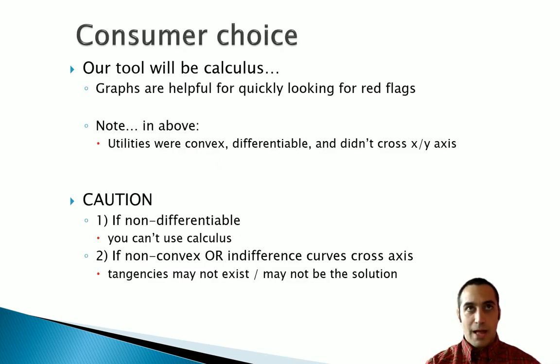So for most of this class, our tool will be calculus, right? Graphs like we've been using are really helpful for figuring out where to look for our solutions, but they rarely give us the exact solution. However, graphs will be really useful for us first because they help us characterize exactly what can go wrong. In all the graphs I drew above, 3 things specifically were true. First off, my utility functions as given were convex, that is, they curved upwards. Second, these indifference curves were differentiable, that is, you could take the derivatives of them. If you cannot take a derivative of a function, calculus will not be very helpful for you.